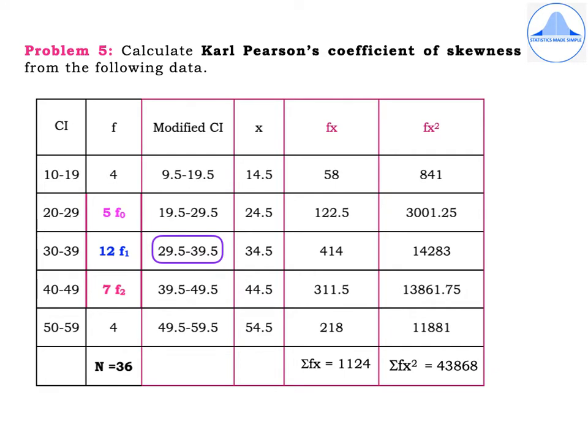Problem 5. Calculate Karl Pearson's coefficient of skewness from the following data. This problem would be a 10 marker. They have given a continuous set of data. So the class intervals are 10 to 19, 20 to 29, 30 to 39, 40 to 49 and 50 to 59. The corresponding frequencies are 4, 5, 12, 7, 4. And the next step is to find out capital N, which is equal to 36.